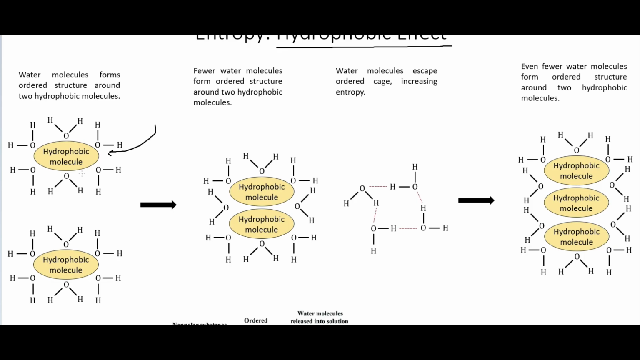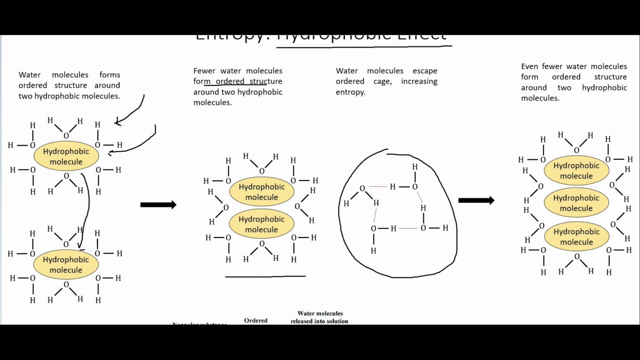But if we then have these hydrophobic molecules come and interact with each other, we can eject some of these water molecules here and bring these two hydrophobic molecules together. And so we have fewer water molecules forming that ordered structure around the two hydrophobic molecules. And so that is entropically favorable to go from this which has more ordered structure to this which has less ordered structure, because we have removed some of the water molecules involved in that ordered structure.